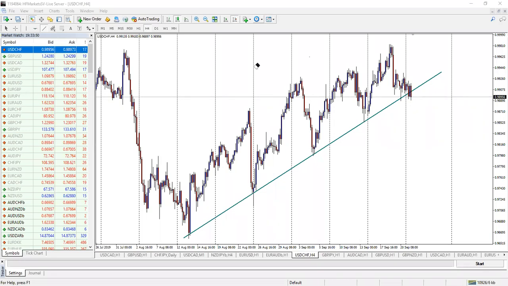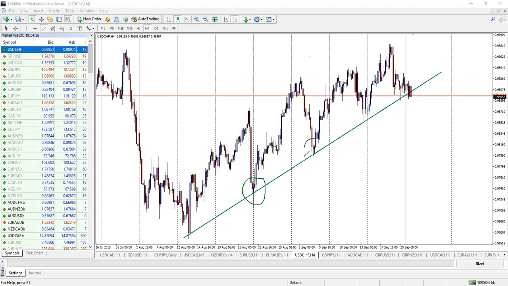Now look at these areas. Just take a look at this area, guys. There was a rejection somewhere here. This is now dynamic support. Why? Because this is an uptrend. An uptrend has got a dynamic support. Why dynamic support? Because it occurs as the market is moving. It moves with the market, formed according to what the market is doing.